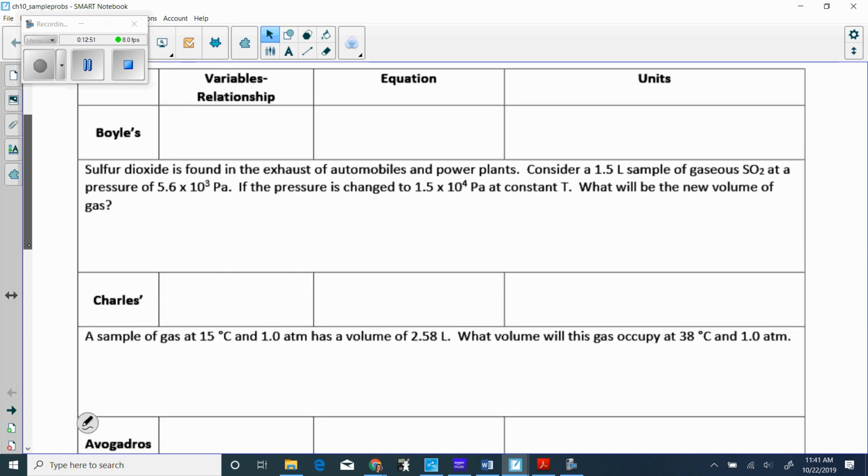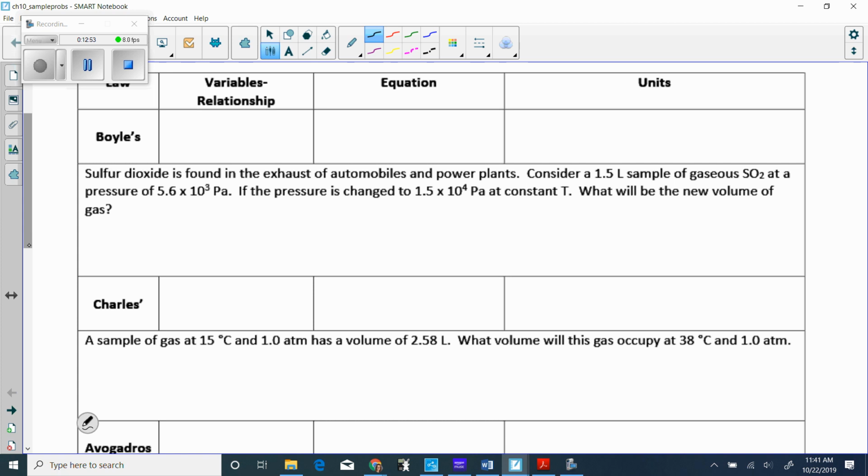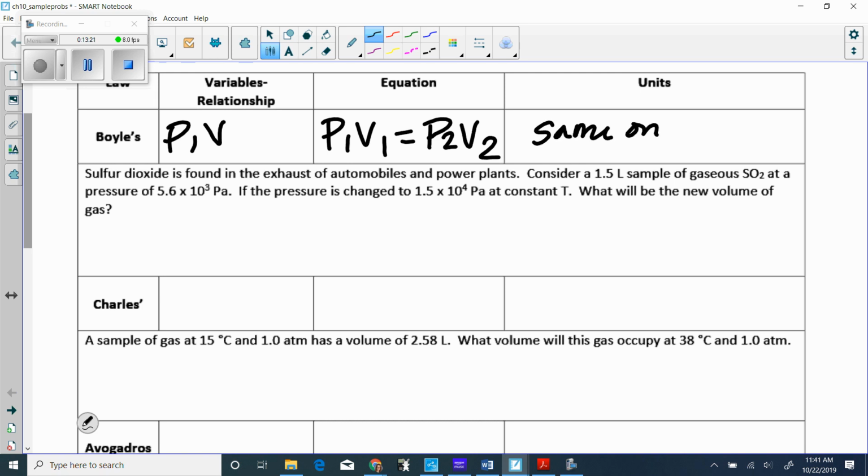Nobody is going to ask you the name of these laws. It doesn't matter. All you need to know is how they're related to each other. So the first one is pressure and volume. It's an inverse relationship. So when one goes up, the other one goes down. So P1V1 equals P2V2. The units, when you do these relationships, don't matter. Like, you don't have to have it in ATMs for this. It's just going to be the same on both sides.